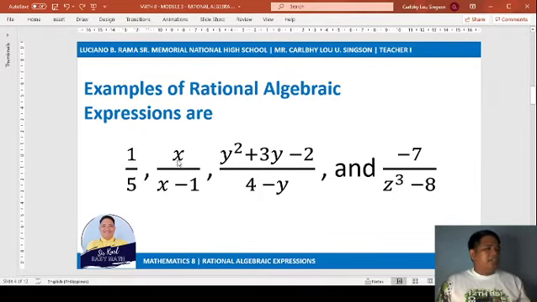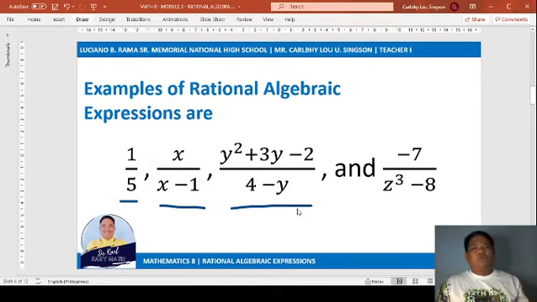Okay, so we have the second example: x over x minus 1. We have the third example: y squared plus 3y minus 2 over 4 minus y, and negative 7 over z cubed minus 8. So if you see clearly, we have 1/5, x over x minus 1, y squared plus 3y minus 2 over 4 minus y, and negative 7 over z cubed minus 8.